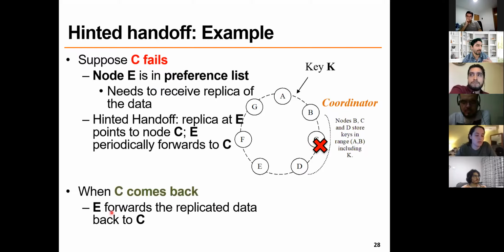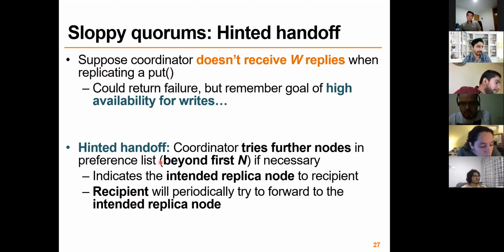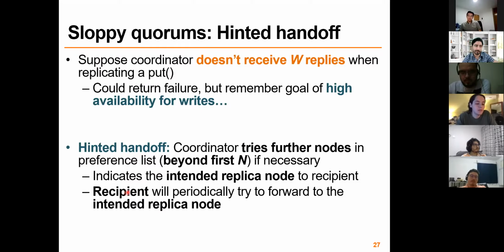So what happens is E keeps pinging node C to see when C comes back alive and returns to the system, so you can forward the replicated data back to the original location where it's supposed to be. That's the idea with hinted handoff. The new recipient, which was not the original one, will periodically try to forward the intended replica to the original node.